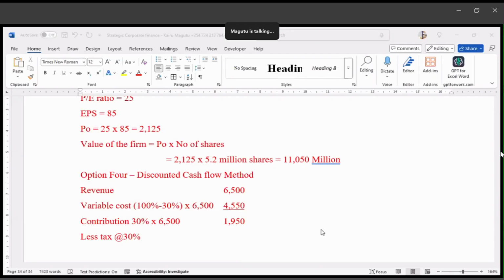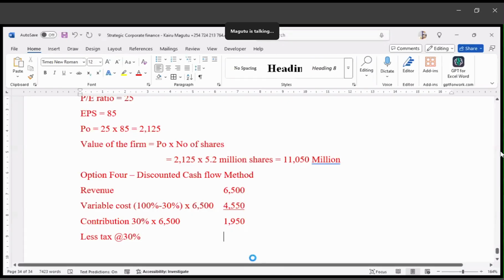Variable cost is 70% of the sales. If contribution is 30, variable cost is the difference. Someone to give me the taxation, which is 30% of 1950.